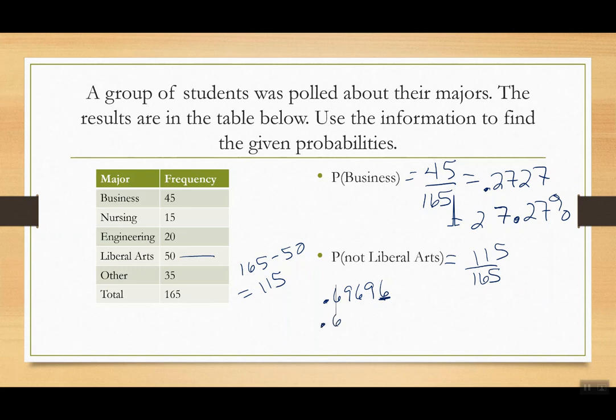So I end up with 0.6970, which is 69.70%.